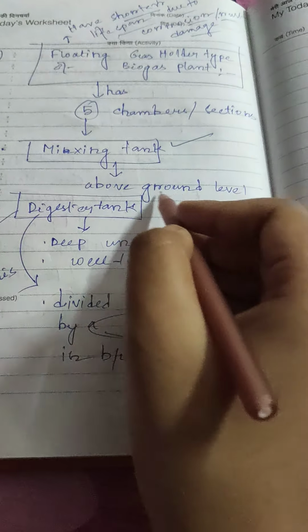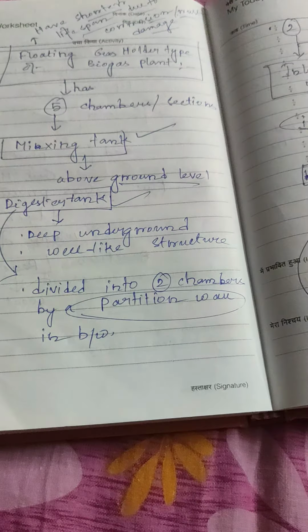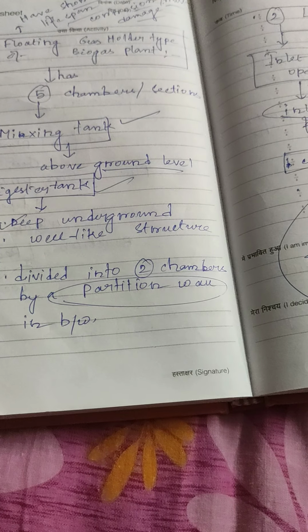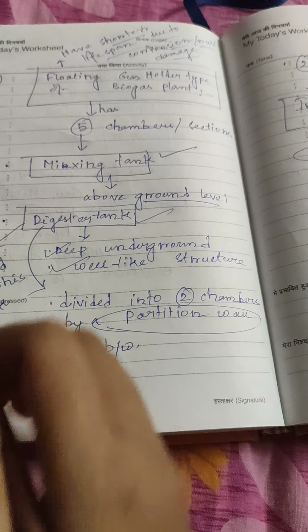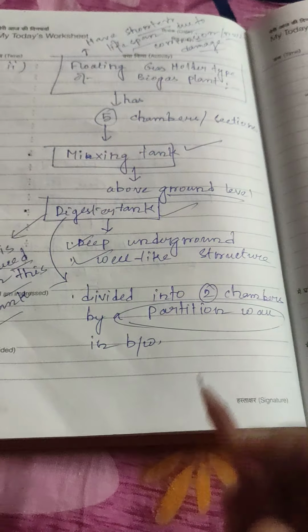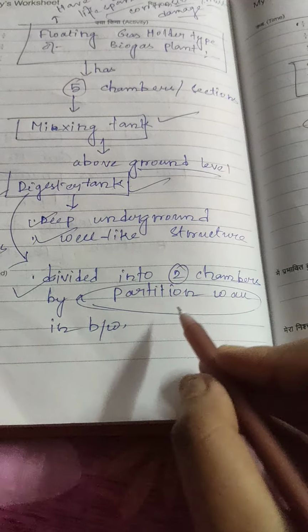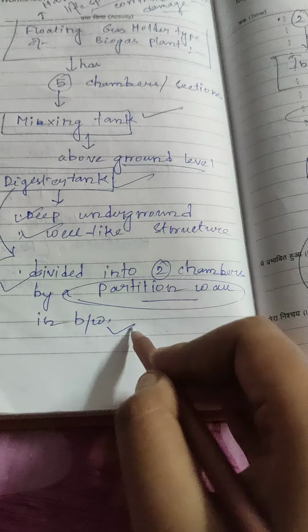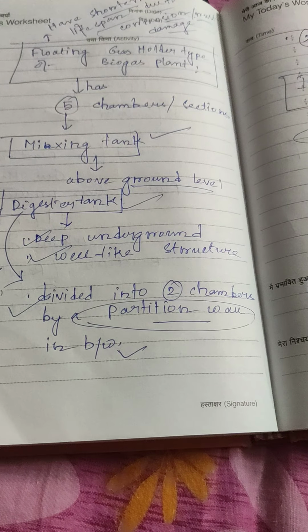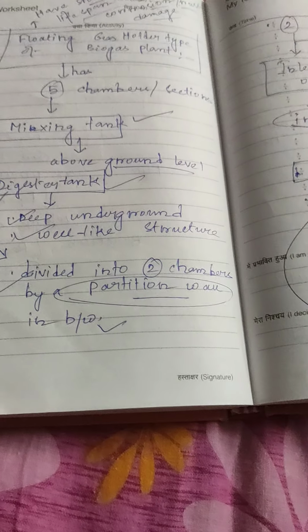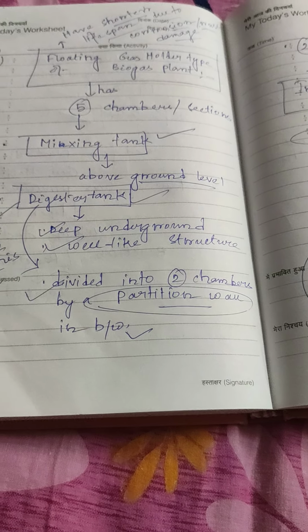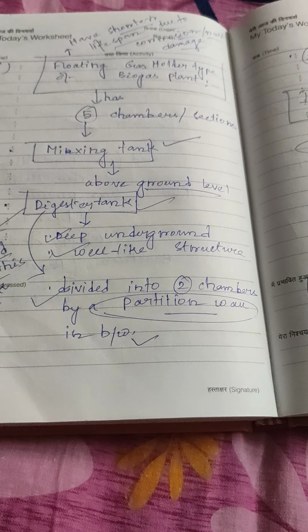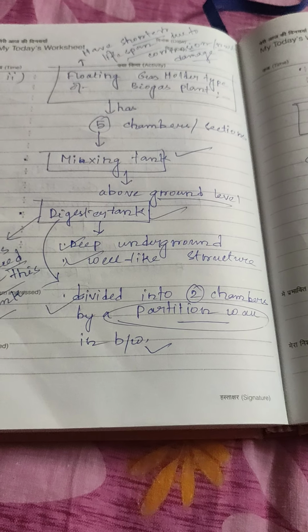First is the mixing tank above the ground level. Second, the digester tank. The digester tank is present deep underground. It is a well-like structure. Biogas is produced in this digester tank. It is divided into 2 chambers by a partition wall in between.